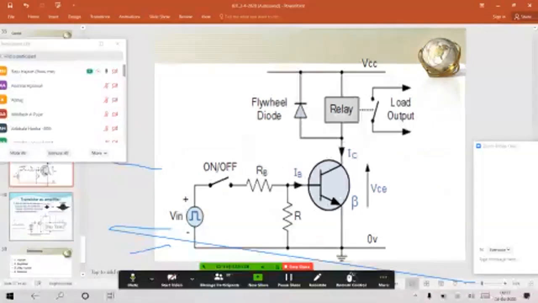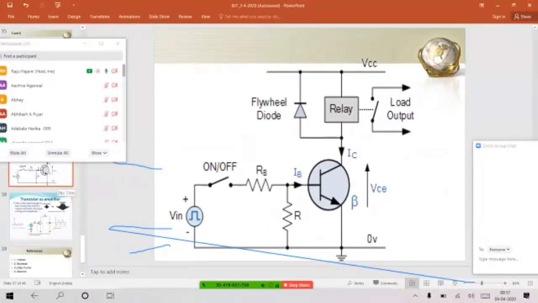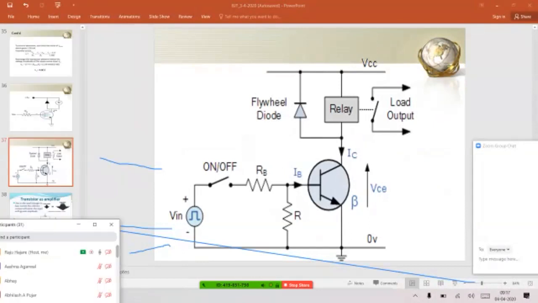Next point I'll discuss and then I'll close the session. These are the applications of transistor as a switch. Please solve a few more problems by connecting different devices, maybe a motor, maybe an LED, maybe a relay, and try to solve two problems on each.